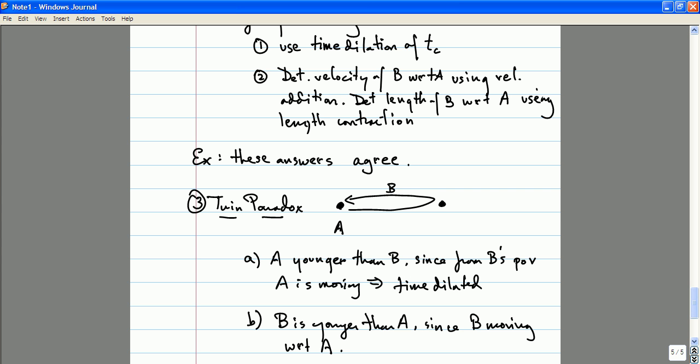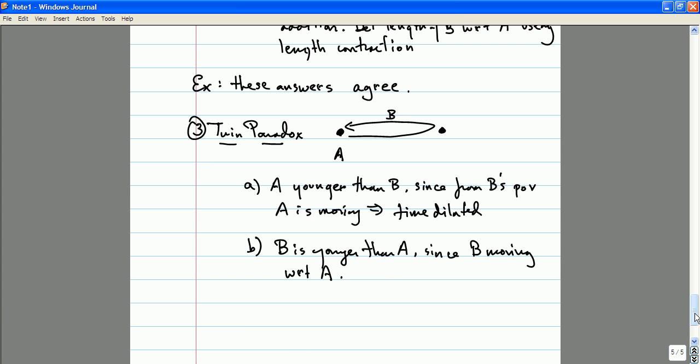Okay. It's because you've seen Star Trek or whatever, wherever this is referred to in the popular media. So the answer, of course, as most of you got correct, is that B is younger. Just as science fiction taught us. Why? Who wants to volunteer? I actually told you the answer already, but go ahead.